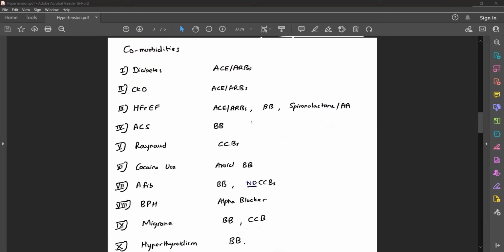You will start them, up titrate them to the maximum dose, and then add something else like a calcium channel blocker if needed. But otherwise, the first line medication is going to depend on the comorbidities.